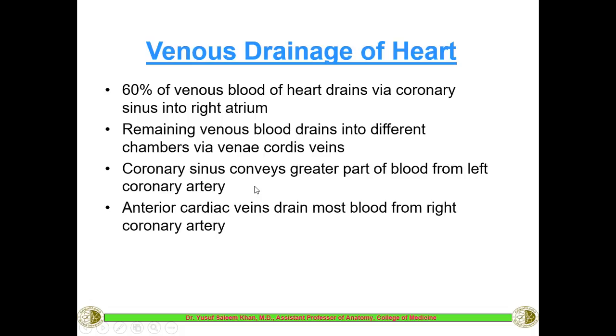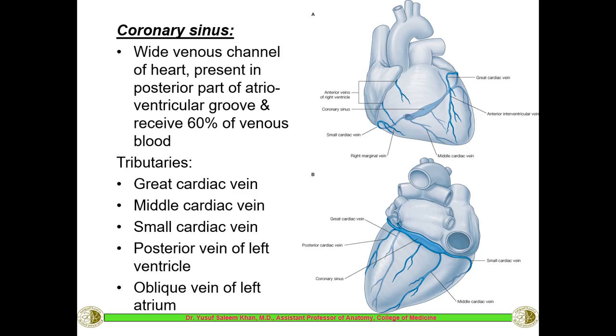The coronary sinus conveys the greater part of the blood from the left coronary artery. So a major quantity of the blood from the left coronary artery will be drained by it. The anterior cardiac veins drain most of the blood from the right coronary artery. We'll talk about this coronary sinus in much more detail.